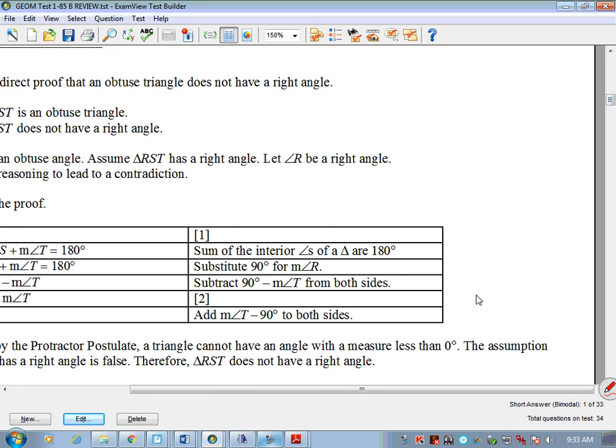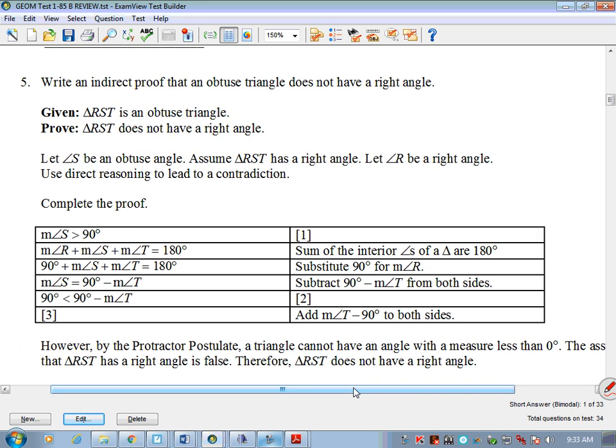All right, let's come down here. Let's look at number 5. Looks like we've got a proof. It says write an indirect proof that an obtuse triangle does not have a right angle. This is going to be based upon the fact that all triangles have 180 degrees, right? So if I have an obtuse angle, can I also have a right angle? What is an obtuse angle? It's an angle that is greater than 90 degrees, and a right angle is an angle that is 90 degrees.